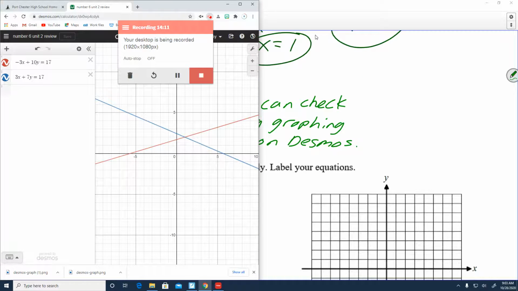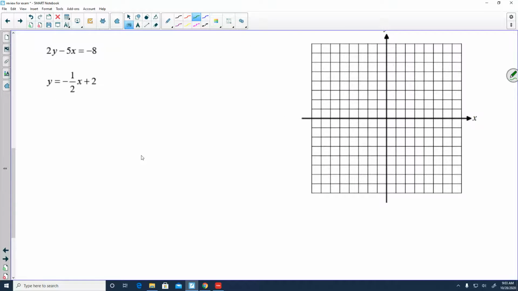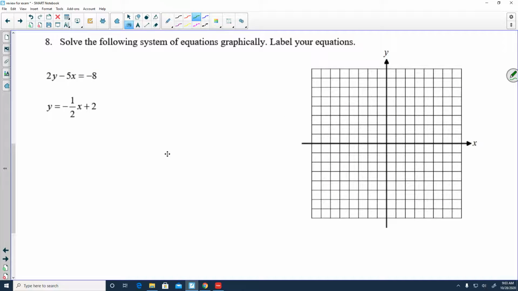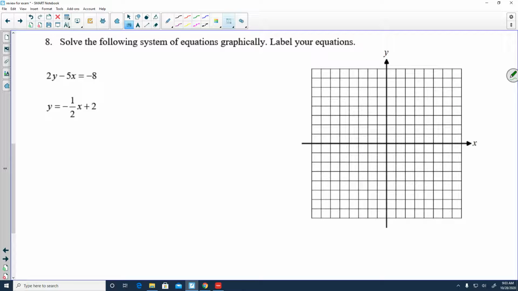All right, so the reason I paused there is just so I can put it up for the answer key. So you can check in on Desmos. If you graph them here, you will indeed get the same answer, 1, 2. All right, so let's take a look at number 8. Solve the following systems of equations graphically. Label your equations. All right, so we have two equations here. We have y equals negative 1 half x plus 2, and then we have 2y minus 5x equals negative 8.